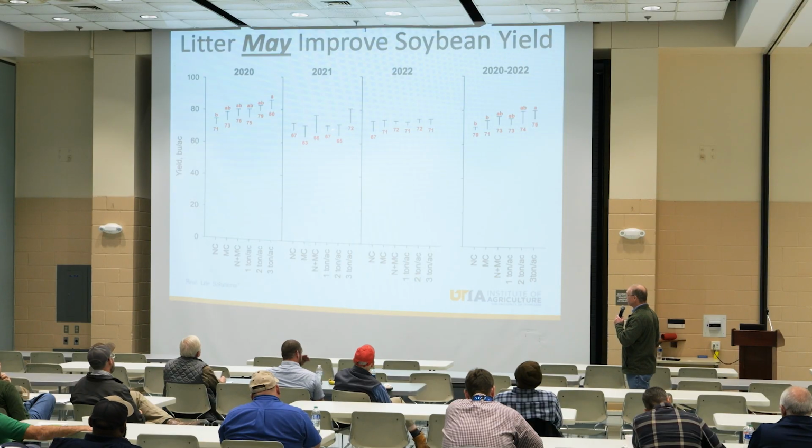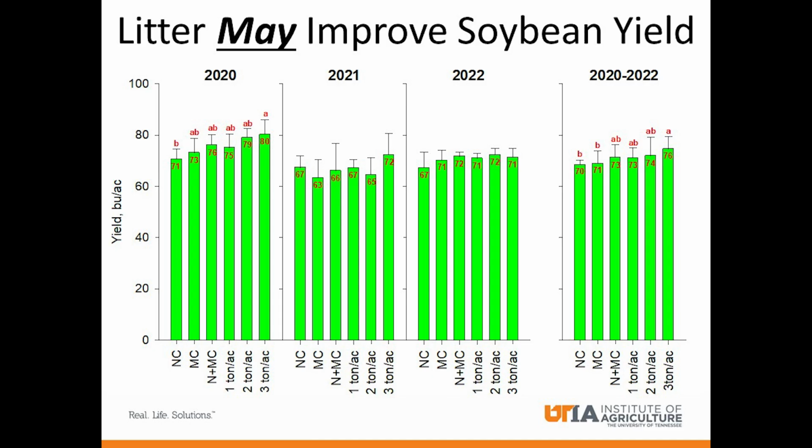But here's the key thing. Did we see it this year? Do you see any letters up here? That means all these yield values are the same. That's the same in 21 and 22. And then this is the aggregate value. If I average all of them up and consider all the results through the years, yes, for those 3 years, we were able to bump yield a little bit.